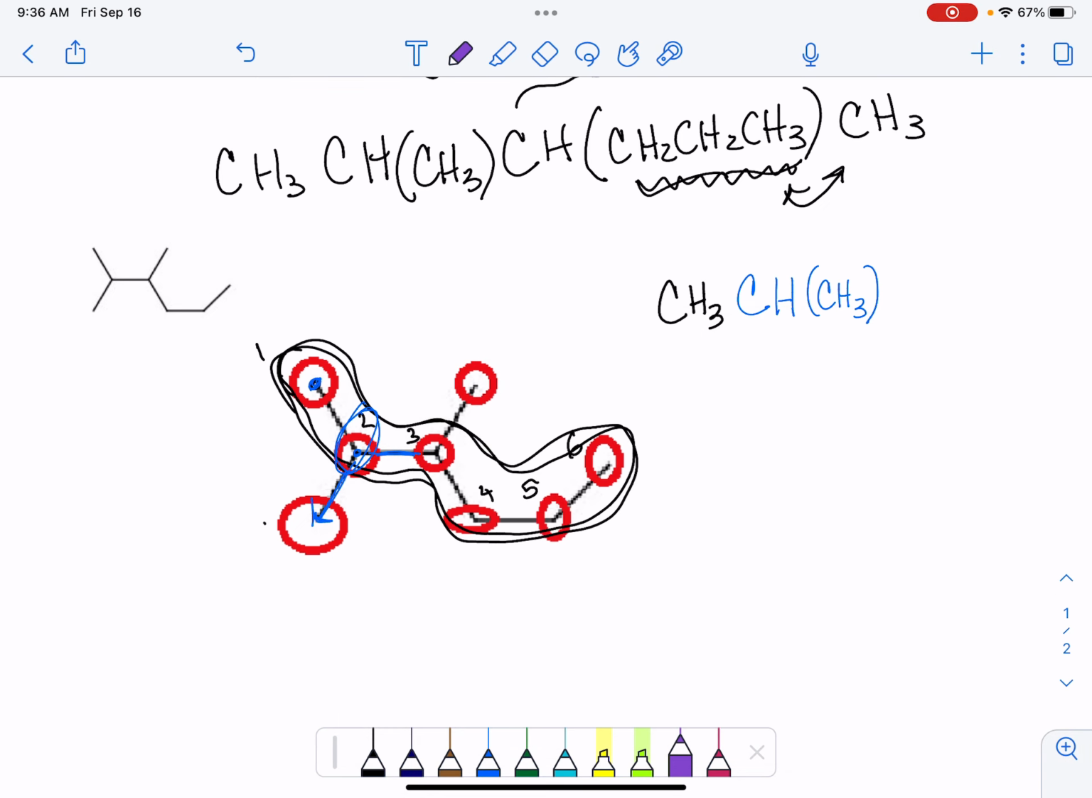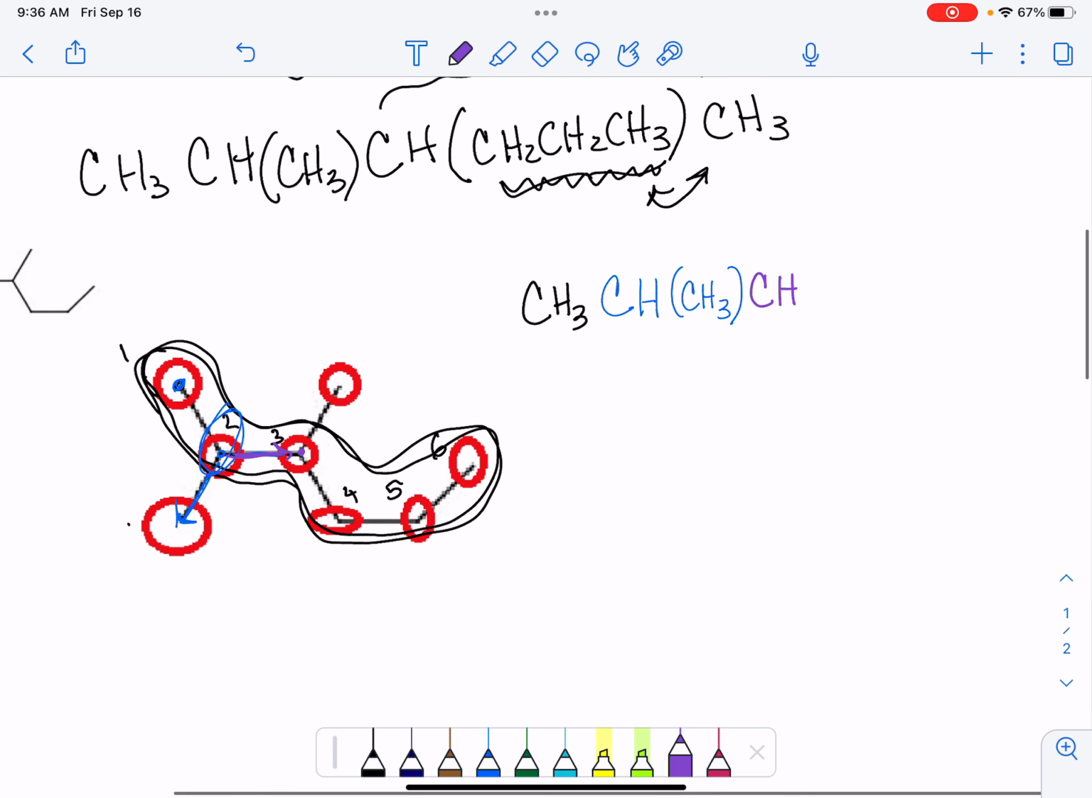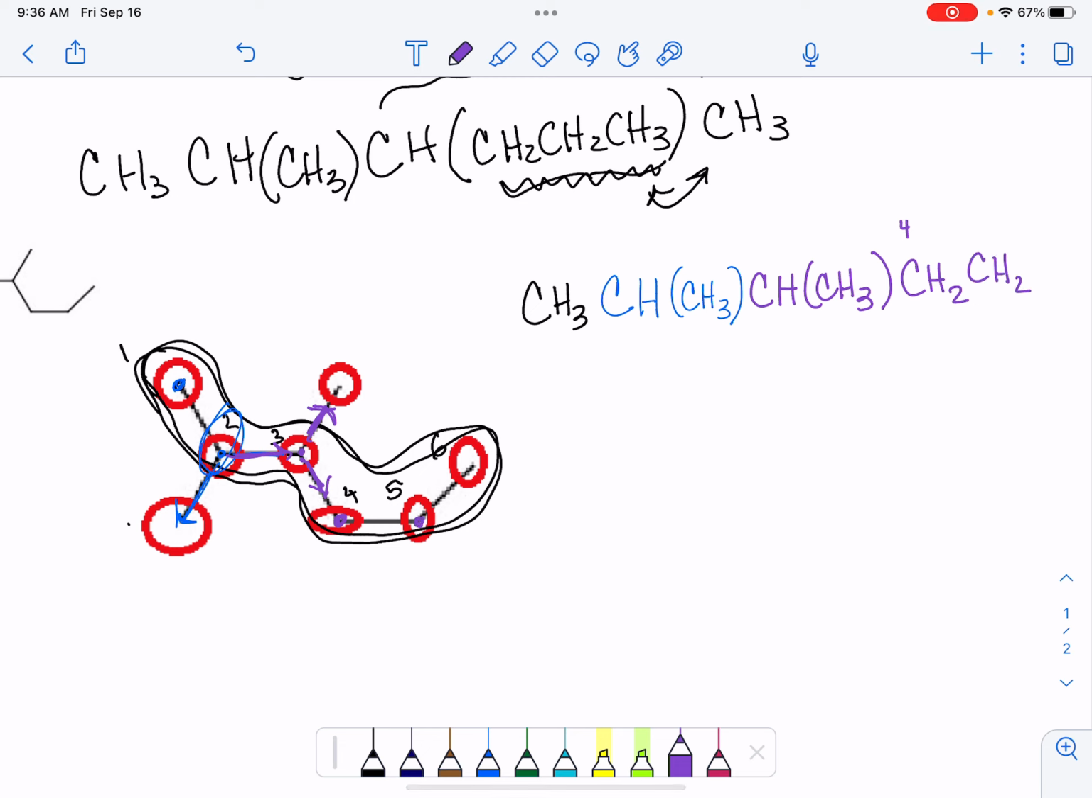So let me continue the chain to carbon 3, which is a CH, because he's bonded to 3 carbons. He only needs 1 hydrogen. He has a chain of CH3 hanging off. And then with number 4, I'll continue my C, and this carbon number 4 has 2 hydrogens. Carbon number 5 has 2 hydrogens, and carbon number 6 has 3 hydrogens.